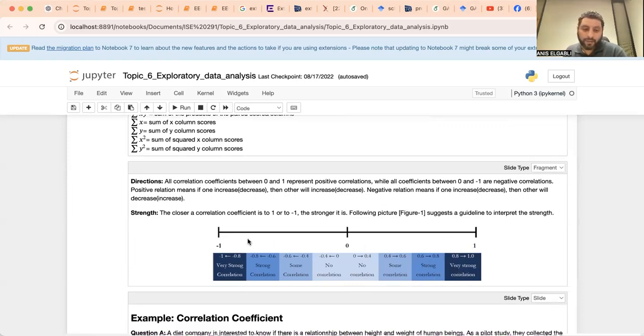Here, as we're moving toward -1, there is a negative correlation. From 0 to -0.4, there is no correlation or very weak correlation. As we move from -0.4 to -0.6, there is some correlation. From -0.6 to -0.8, there's a strong correlation. And from -0.8 to -1, there's very strong correlation.